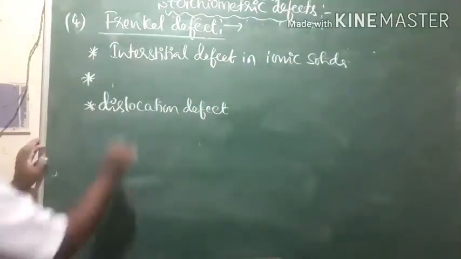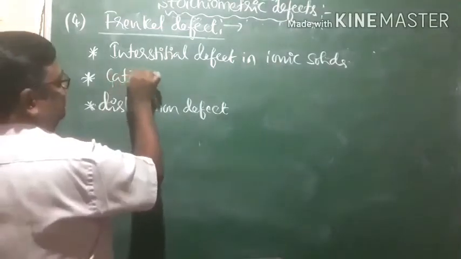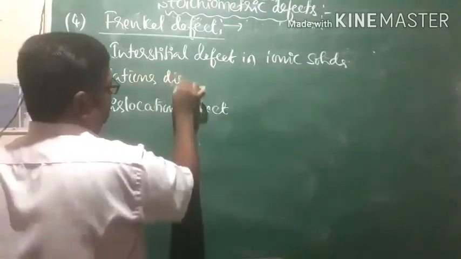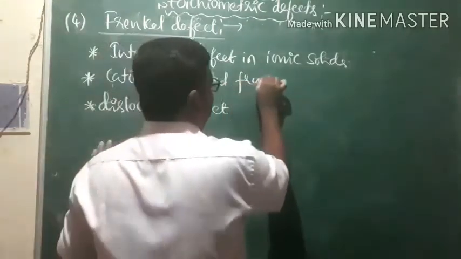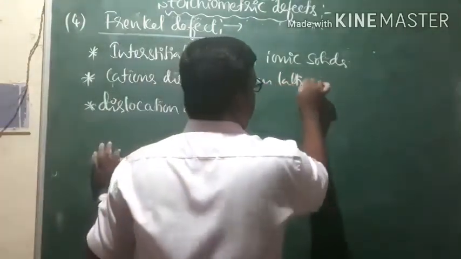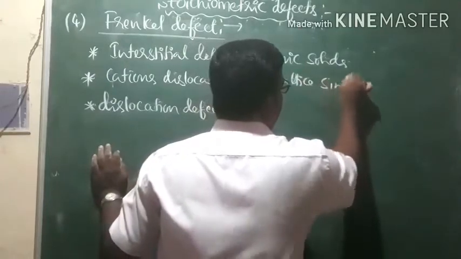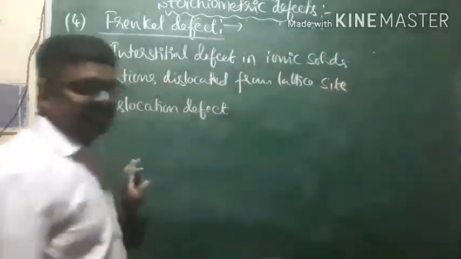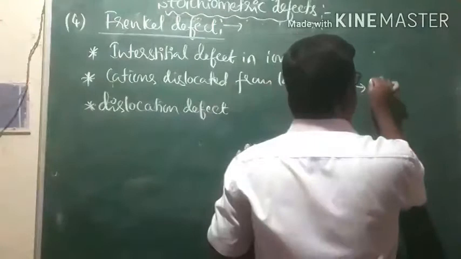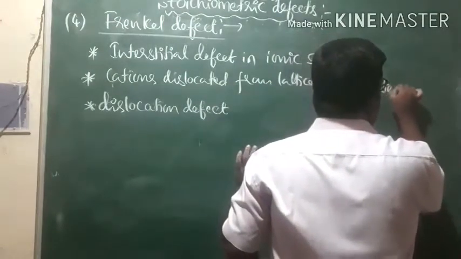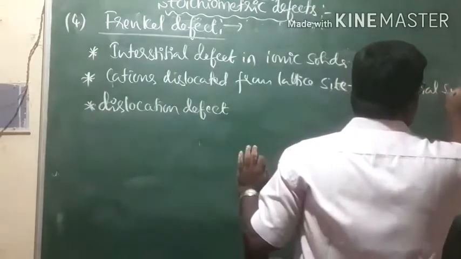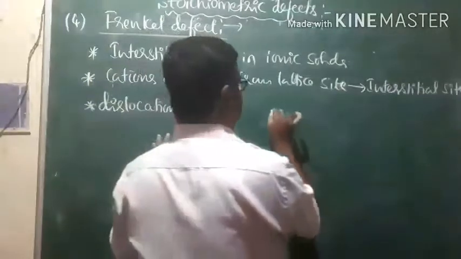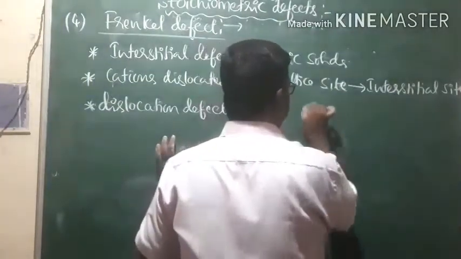That is, cations dislocated from lattice site to the interstitial site. I'll show you that interstitial site in the diagram. I'll go for one schematic picture of the lattice.